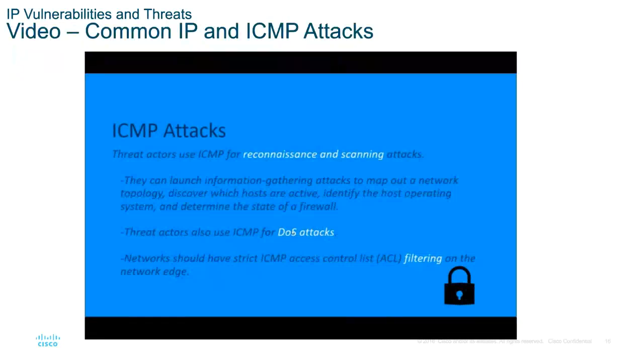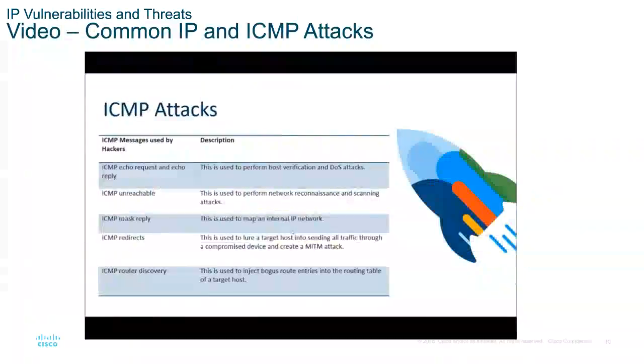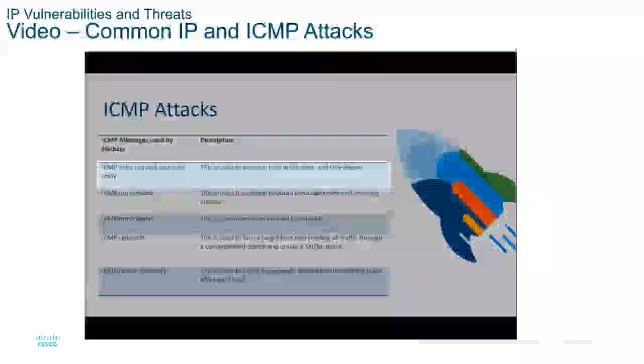Now, threat actors don't just use discovery with ICMP. They can also use ICMP itself for denial of service attacks and distributed denial of service attacks. And our networks should have strict ICMP ACLs deployed to filter ICMP traffic on the network edge and throughout the network topology where it should not be allowed. Now, ICMP attacks themselves have a variety of different, let's say, uses, but commonly it's going to be for host verification as well as denial of service.